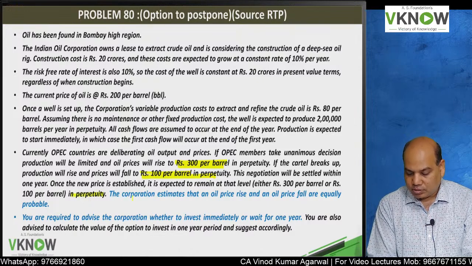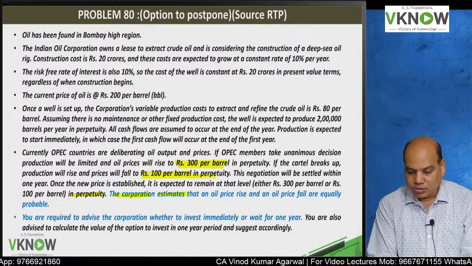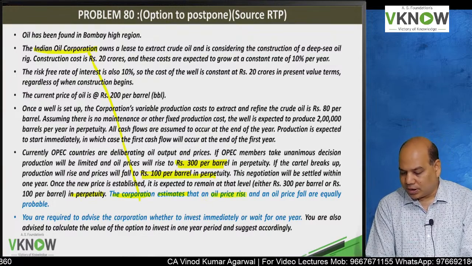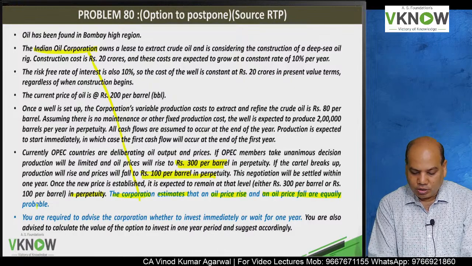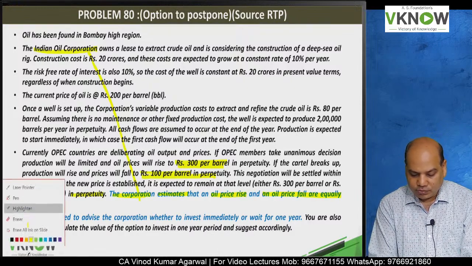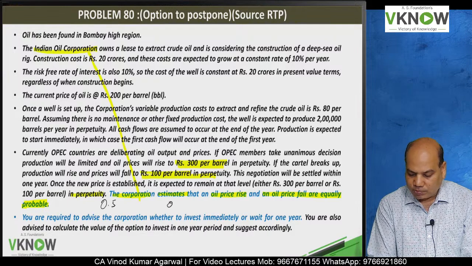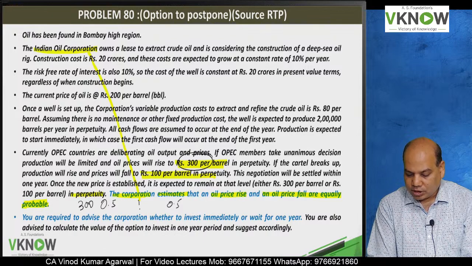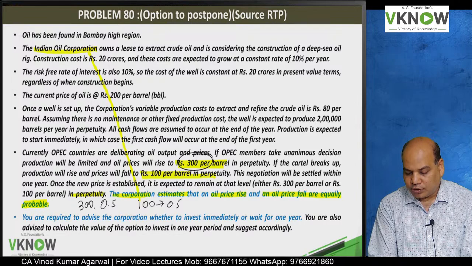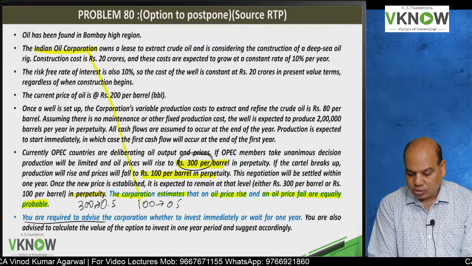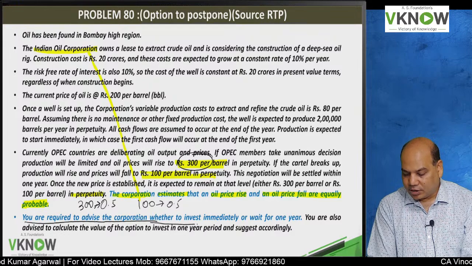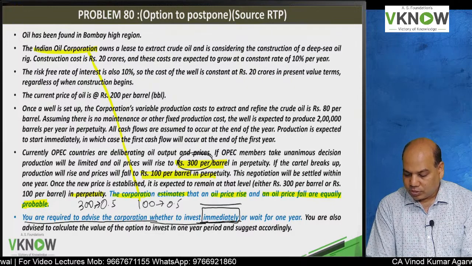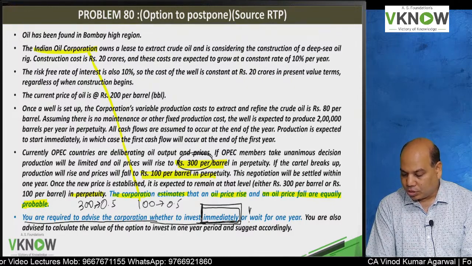The corporation estimates, corporation means Indian Oil Corporation, that oil price rise and oil price fall are equally probable. Equally probable means the probability of getting 300 is 0.5 and the probability of getting 100 is 0.5. You are required to advise the corporation whether to invest immediately. Same problem like gold mine problem, whether to invest immediately or wait for 1 year.